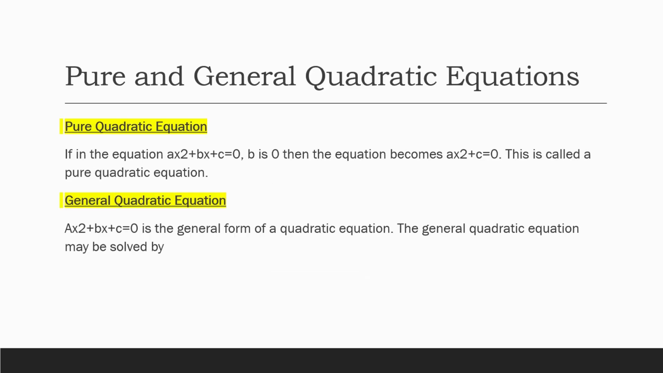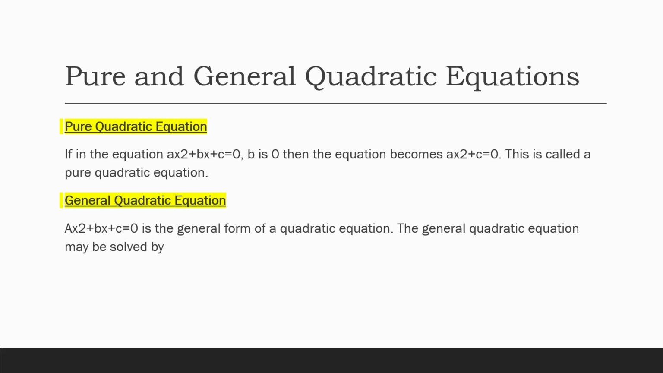The first one is pure quadratic equation. In an equation ax square plus bx plus c is equal to 0, if the value of b is equal to 0, then that equation becomes x square plus c is equal to 0. Such an equation is called a pure quadratic equation.